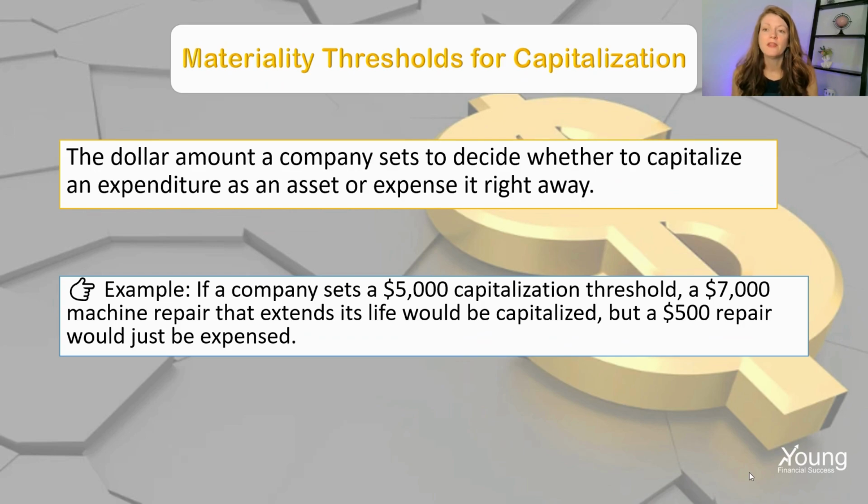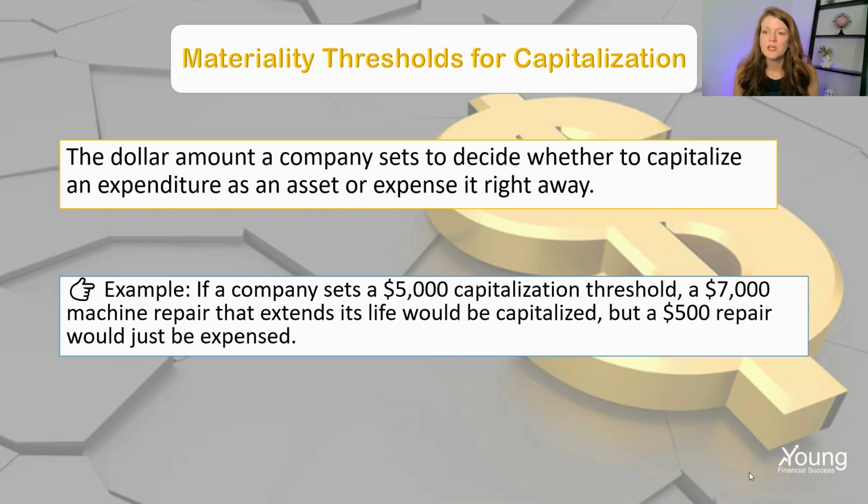So the dollar amount that a company sets to decide whether to capitalize an expenditure as an asset or expense it right away. So here we're talking about materiality, a number that's set for a company. And this is just saying, okay, maybe we purchase something like a trash can, and sure, it's going to bring us value for more than a year, but it was 25 bucks. We're not going to put that on the balance sheet and depreciate it. And it's below that materiality threshold.